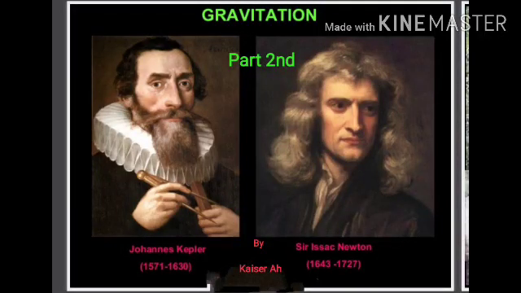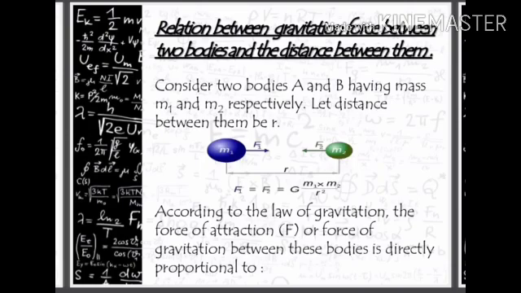Today we are going to discuss the second and last part of the physics chapter, gravitation. So let us discuss. As already discussed, the universal law of gravitation states that the force of attraction between any two objects is directly proportional to the product of their masses and inversely proportional to the square of the distance between them. This can be mathematically written as follows.